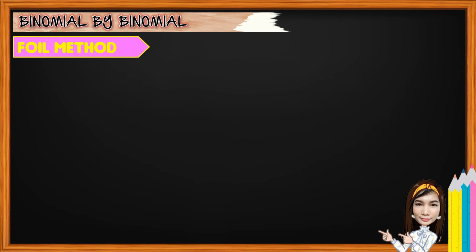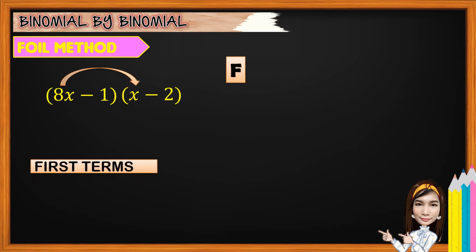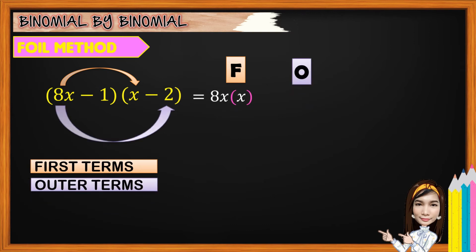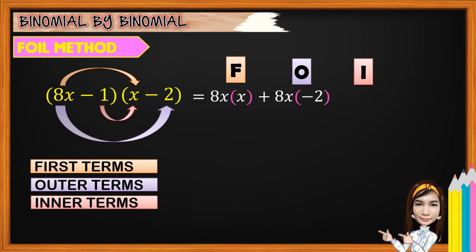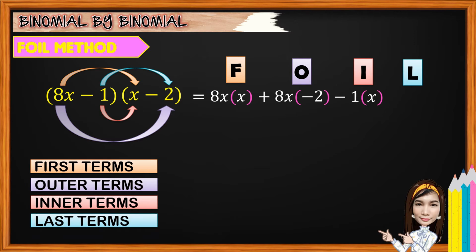Now let's try another given using the FOIL method. We have the quantity 8x minus 1 times the quantity x minus 2. Multiply the first terms. We have 8x times x. Multiply the outer terms. We have 8x times negative 2. Multiply the inner terms. We have negative 1 times x. Multiply the last terms. We have negative 1 times negative 2.